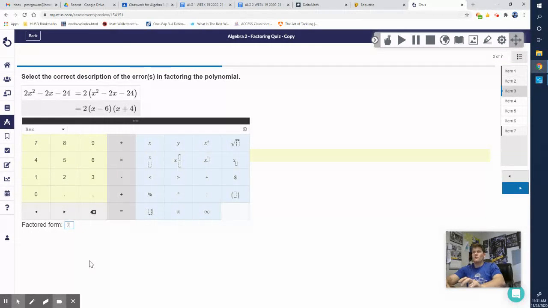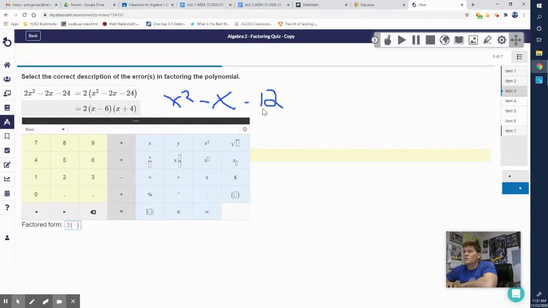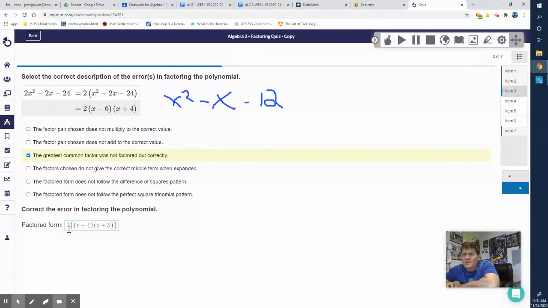I could take that 2 out just like what they did, which leaves me with x squared, let me write it down, minus 1x, and then 24 divided by 2 gets me 12, so minus 12. If I'm factoring this thing here, I need factors of 12 that subtract to make negative 1. So I want x, yep, minus 4. Close it, open another one, x plus 3. Notice I have my factors inside with that 2 on the outside. I'm all good to go here.